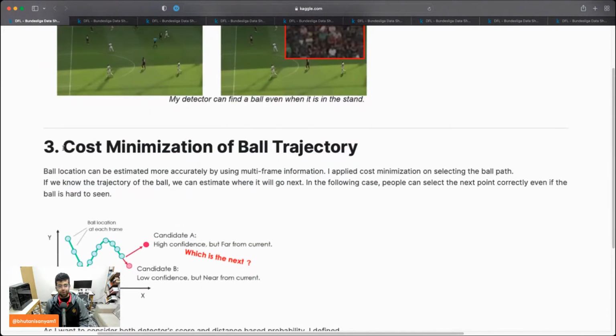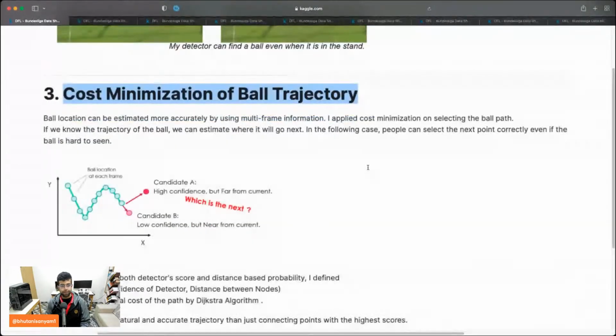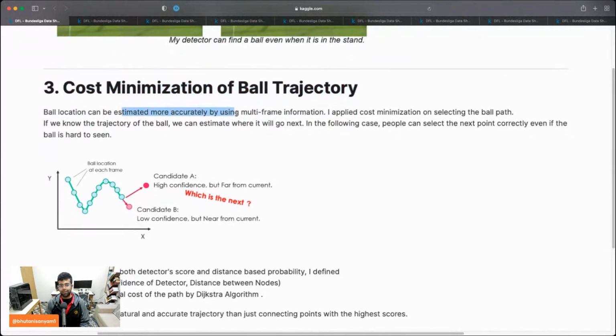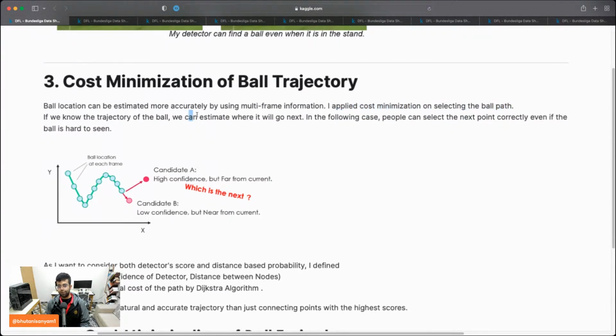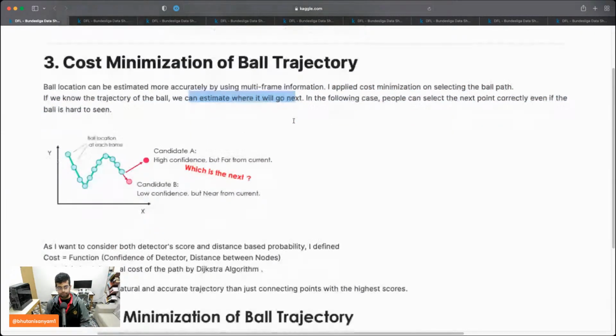After that, he performed cost minimization of ball trajectory. So he says ball location can be estimated more accurately by multi-frame information. He applied cost minimization on selecting the ball path, and this allows you to estimate where it will go next.